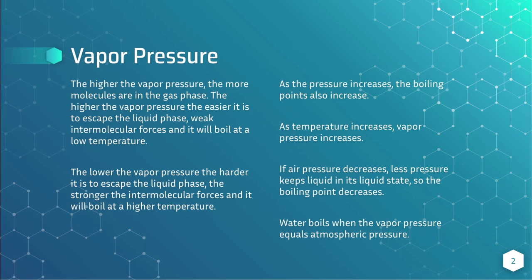As the pressure increases, the boiling points also increase. As temperature increases, vapor pressure increases. If air pressure decreases, less pressure keeps liquid in its liquid state, so the boiling point decreases. Water boils when the vapor pressure equals atmospheric pressure.